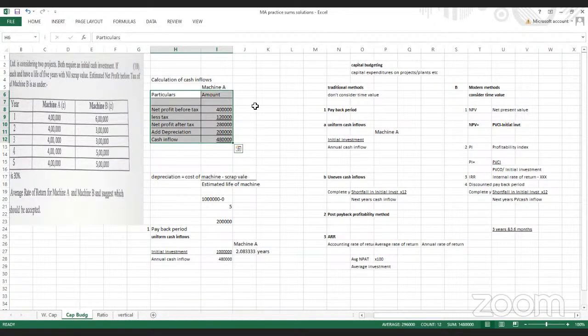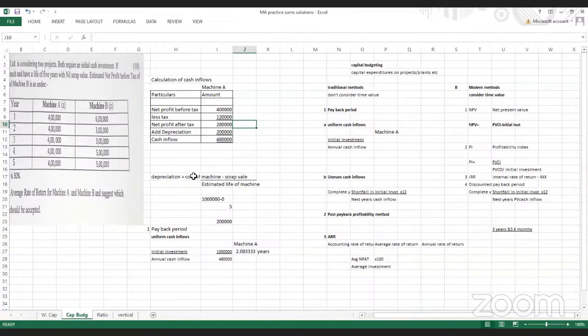Okay, so we made this a statement in which we found out cash inflow. Whatever stage of profit is given to you, you begin with that. In this sum, it was given net profit before tax. So we started with net profit before tax, then deduct tax, we get net profit after tax. Then add back depreciation. This step is very important. Add back depreciation, and we get cash inflows.